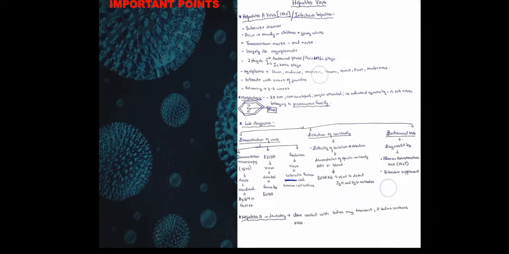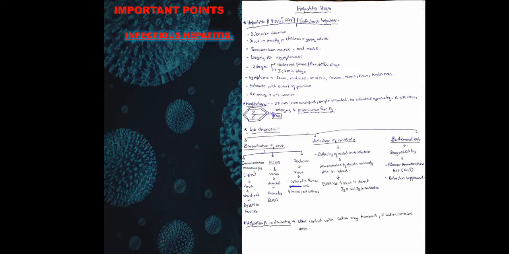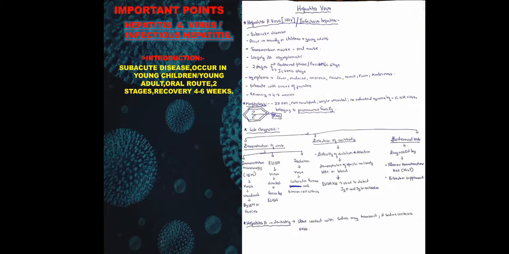Coming on to some of the important points of this slide, the first is the hepatitis A virus, also known as infectious hepatitis. The introduction points include that it's a subacute disease which occurs mainly in young children or young adults, the oral route is the mode of transmission, and it has two stages, that is the pre-icteric and the icteric stage, and the recovery is within 4 to 6 weeks. Coming on to the next point, the morphology: it's about 27 nanometers in size, single-stranded with icosahedral symmetry, and it's an RNA virus belonging to the picornavirus family.